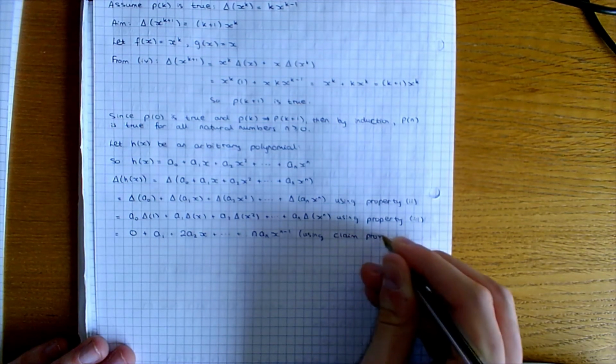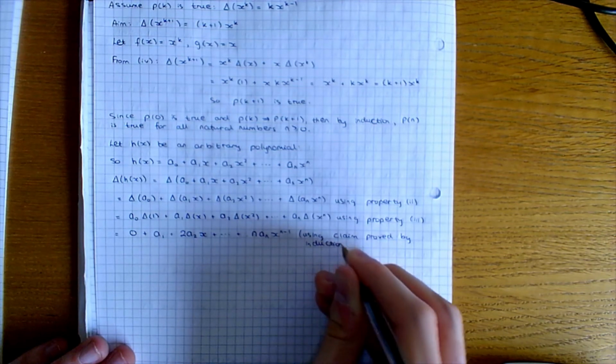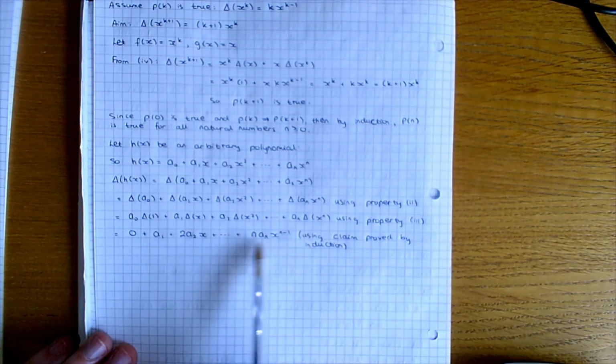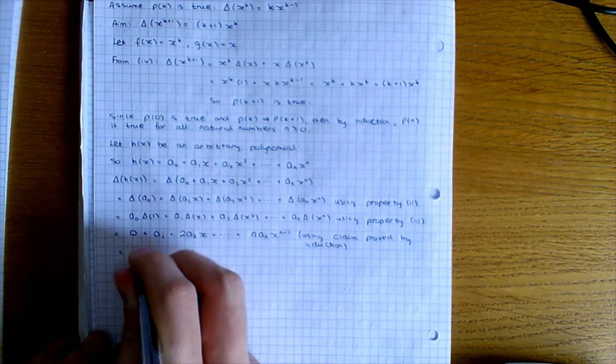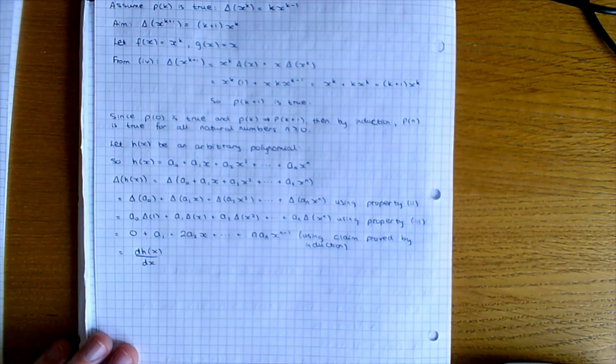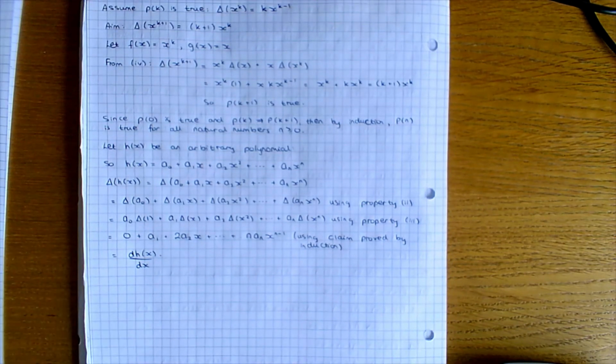claim proved by induction. So this is what we've proved: you can take the delta of x to the n is just n x to the n minus 1, but you can just say that this is the derivative of h of x with respect to x. Okay, and so we're done. So that was the entire question.